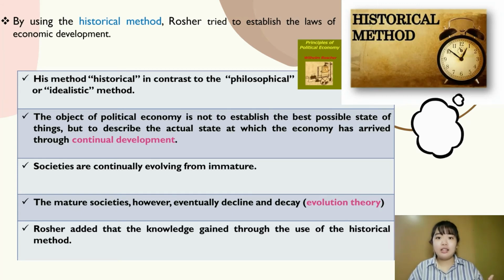Roscher added that the knowledge gained through the historical method does away with feelings of self-sufficiency, and that higher civilizations will not look down with contempt on lower ones. Societies are continually evolving from immature to mature forms, which may be considered the most perfect. The mature societies, however, eventually decline and decay.